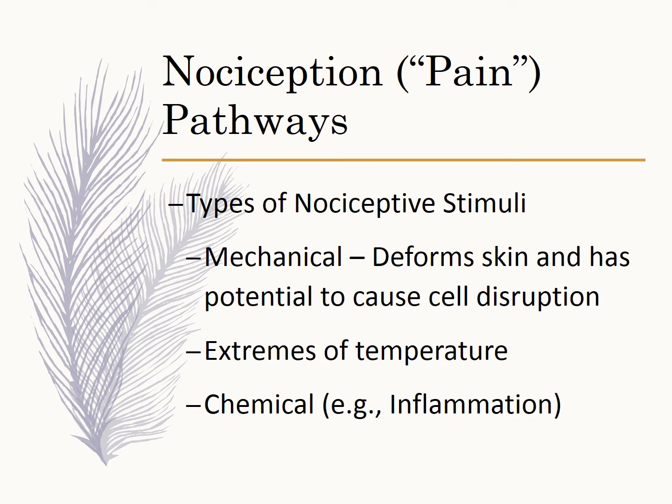There are several different types of nociceptive stimuli. These include mechanical, extremes of temperature, and chemical. Mechanical would be anything that would deform the skin with the potential to cause disruption of the cell membrane. Temperature could be either extreme cold or extreme hot, anything that has the potential to actually damage the tissue. And chemical would be things that are released during inflammatory processes, such as prostaglandins and histamines.